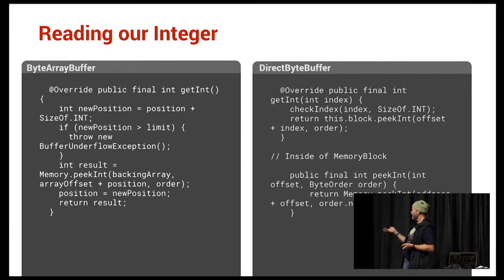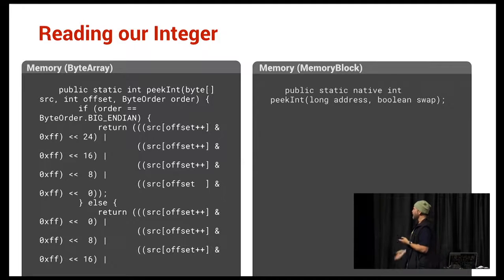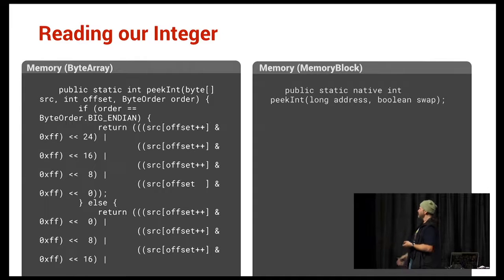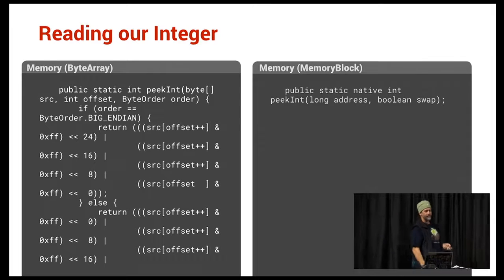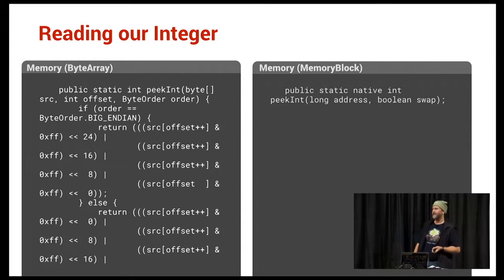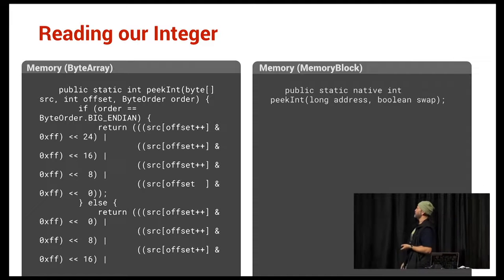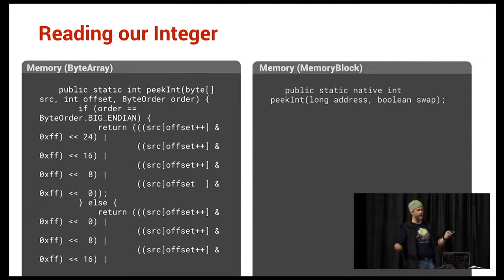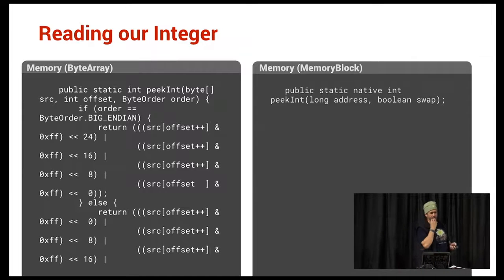So what does this mean? Well, when you're actually looking at how this is implemented, if you try to find the source code, this is what you'll see. You'll see probably the most classic implementation of how to pull data from an array and get it into an integer that you see inside of the byte array class. And inside of memory block, it actually calls into JNI.